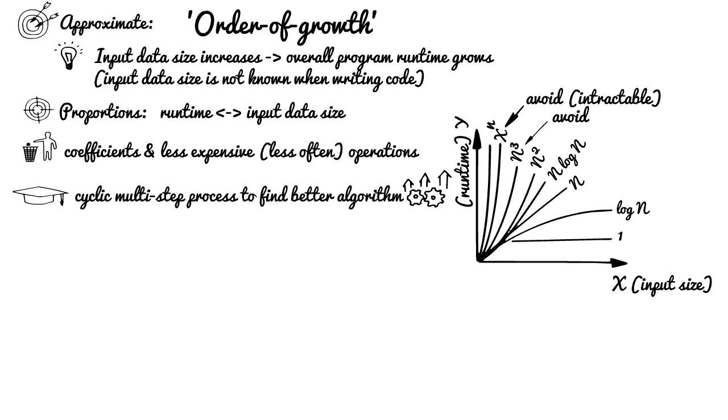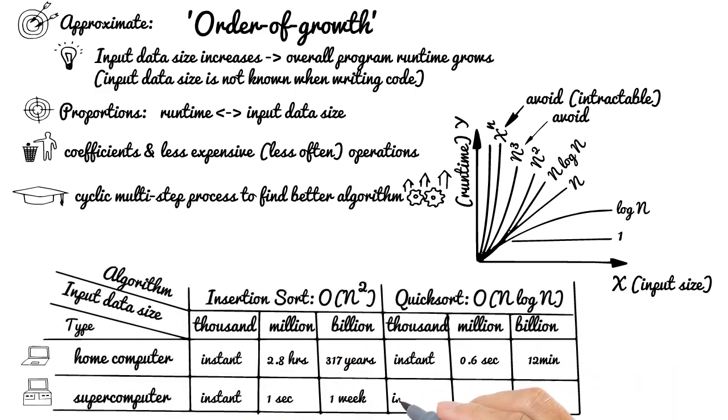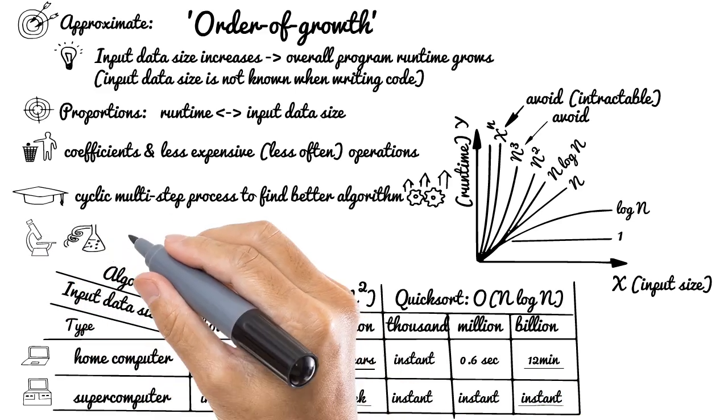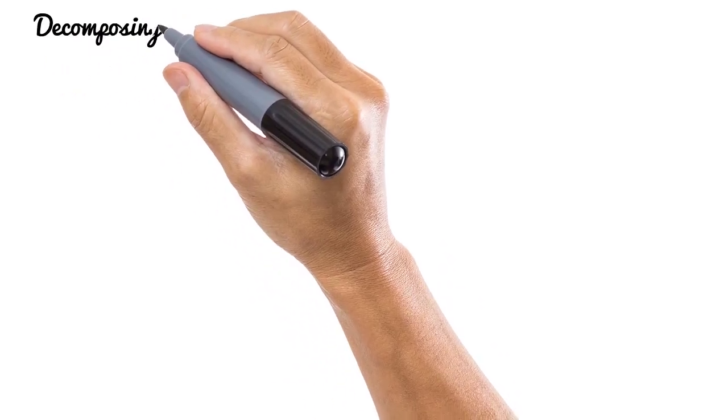We saw examples of real runtime for two algorithms: insertion sort, quadratic type, and quicksort, linearithmic type, and saw that even a supercomputer will spend 1 week sorting billions of items using insertion sort, while it will be nearly instant for the same computer to sort the same billion items using quicksort. Your slower home computer will spend 317 years and 20 minutes respectively on the same tasks. Some scientific-grade algorithms were discovered 10, 20, 30, 50 years back, and they are still fastest till nowadays.